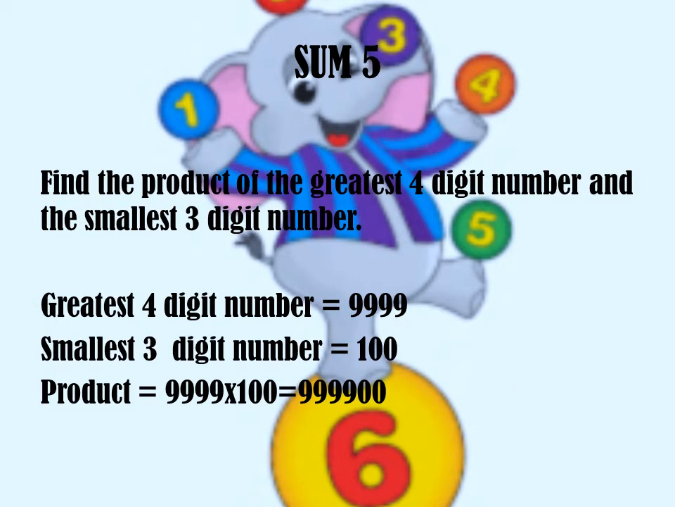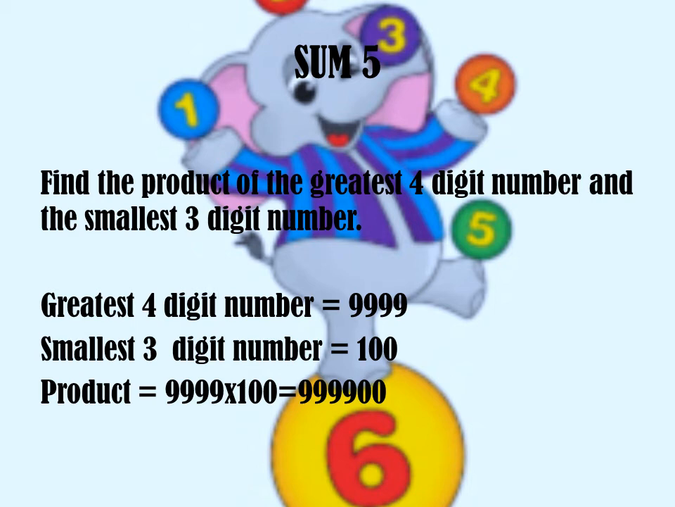This is an interesting one. Find the product of the greatest 4-digit number and the smallest 3-digit number. So what we do is we first write down the greatest 4-digit number, that is 9,999, and the smallest 3-digit number is 100. And product means multiplication, sum means addition, difference means subtraction.